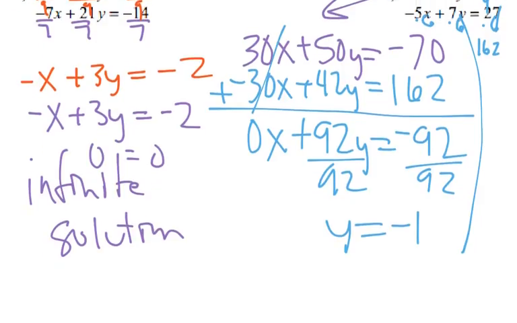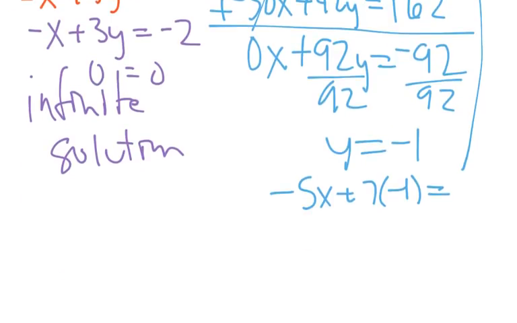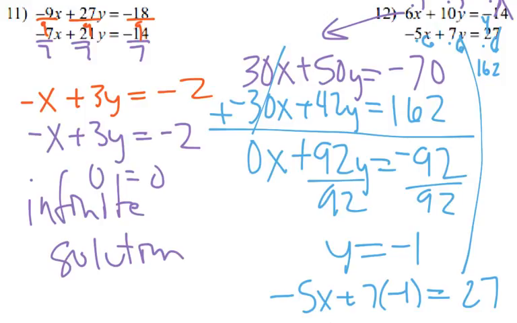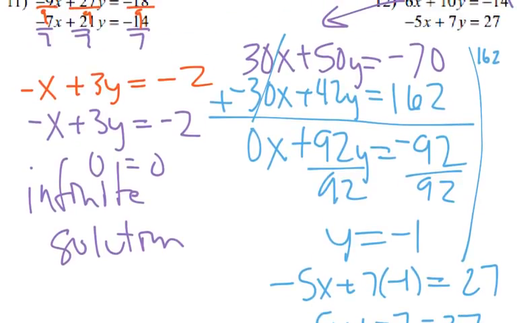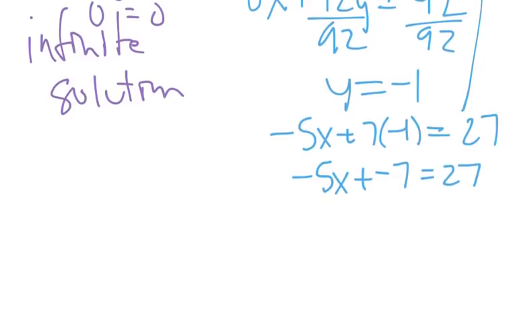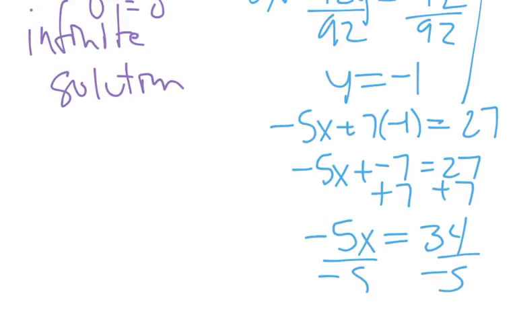Take that and plug back into one of our originals. So negative 5x plus 7 times negative 1 equals 27. So negative 5x plus negative 7 equals 27, right? Or did I get something wrong? Y of negative 1 would make that negative 5x plus 7 times negative 1 equals 27. So we add 7 to both sides. Negative 5x equals 34 divided by negative 5.